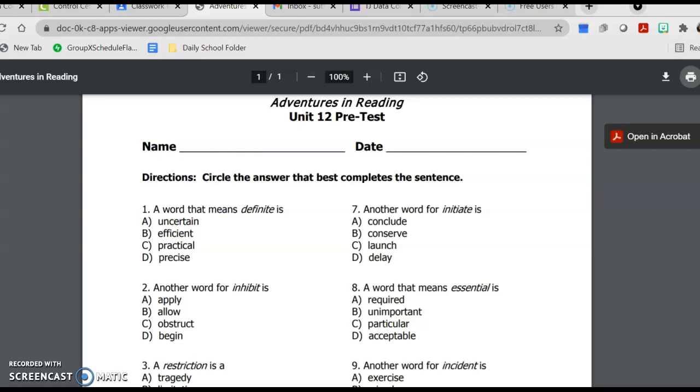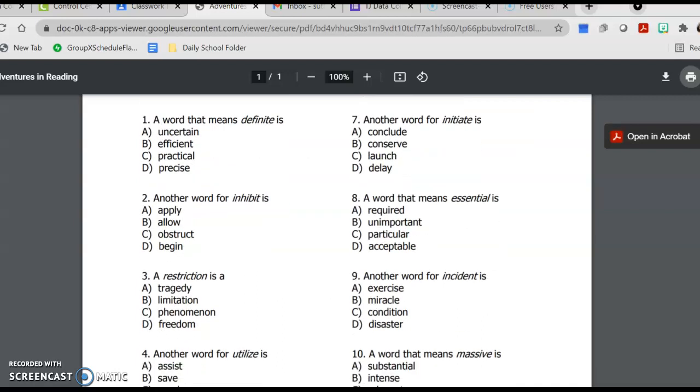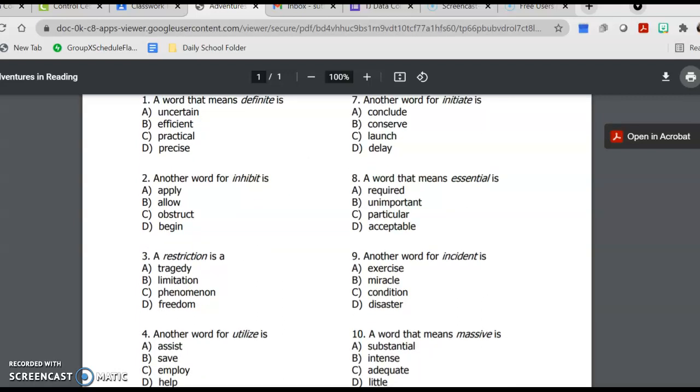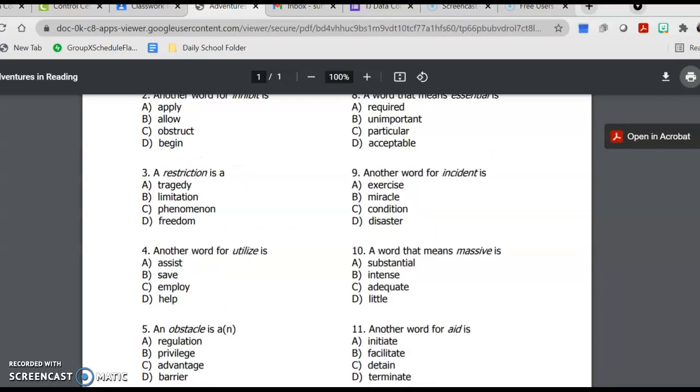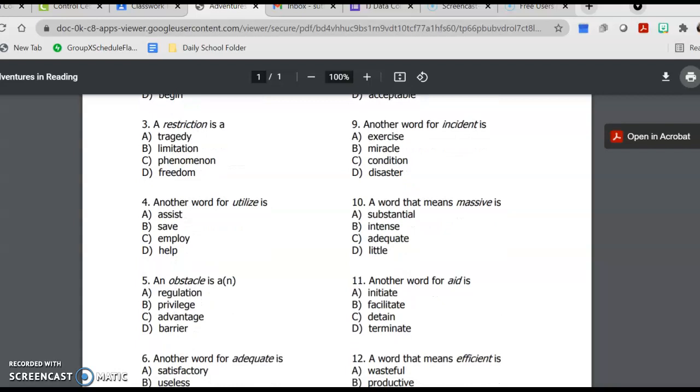Number 8, a word that means essential is A, required, B, unimportant, C, particular, or D, acceptable. Number 9, another word for incident is A, exercise, B, miracle, C, condition, or D, disaster.